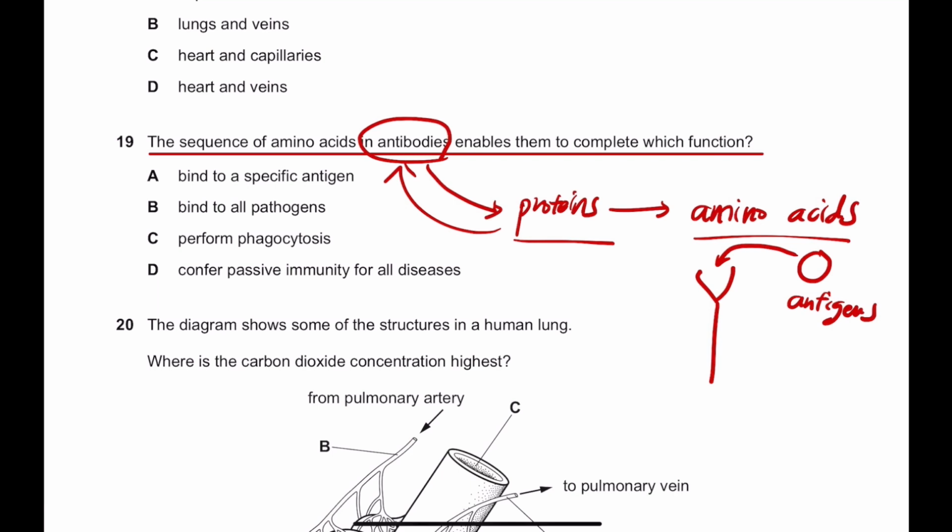Okay, so because of the specific shape of the antibody, it will only bind to specific antigens. So A is the correct answer for this one. It will bind to a specific antigen.